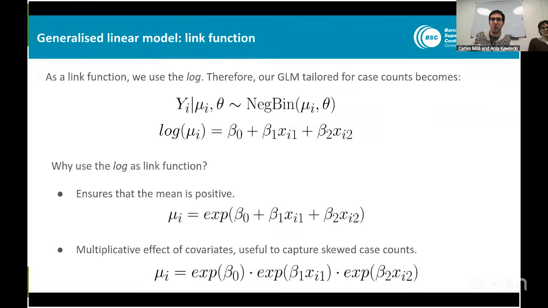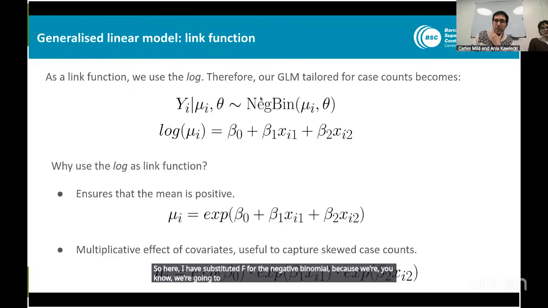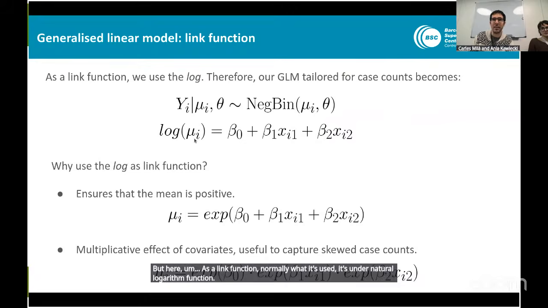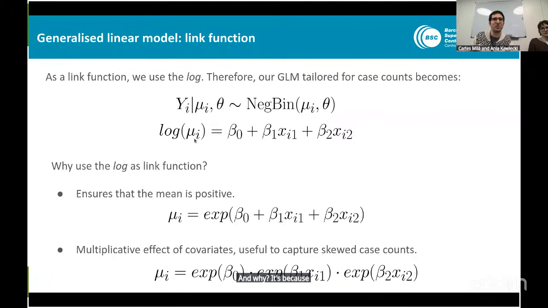So now we have our distribution. We then need to decide the link function. Here I have substituted f for the negative binomial because we're going to use in most cases a negative binomial distribution. But as a link function, normally what is used is the natural logarithm function.